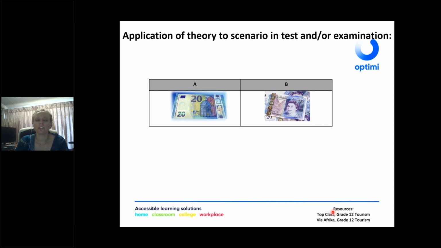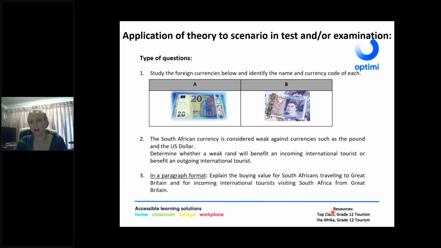Okay, so this is just the GDP and how it affects the multiplier effect and how trade works, and how a strong and weak rand must be interpreted. So this is the theory that we've covered today. Typical questions that I can ask you is, for instance, they can give you, you can see here in column A, it's a euro, and column B is the pound. They can ask you to study the foreign currencies below and identify the name and the currency code of each.